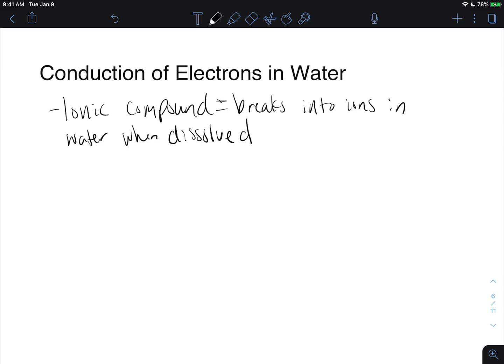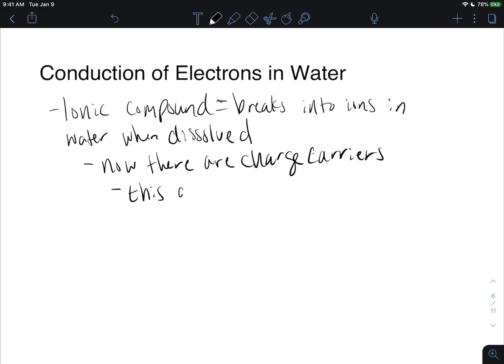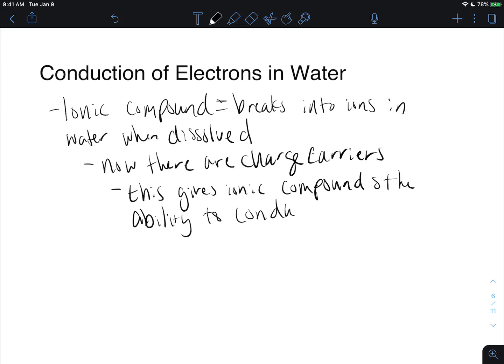They are going to have what are called charge carriers now because they're ions. Right, we have positive and negative charges. They can move charge. So they are going to have the ability to conduct electrons. So this gives ionic compounds the ability to conduct electrons. Okay?